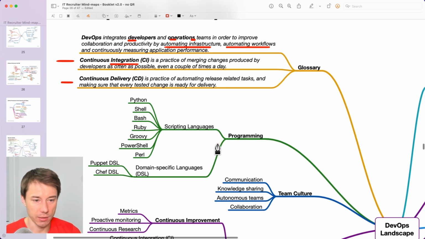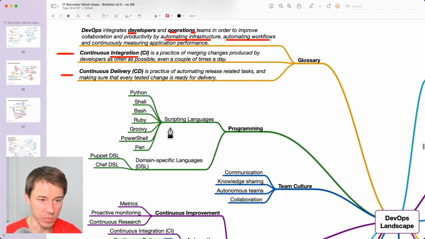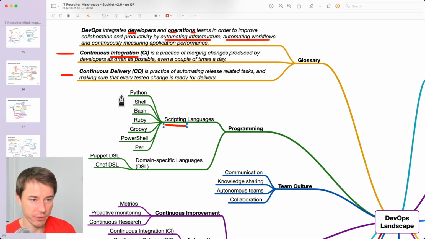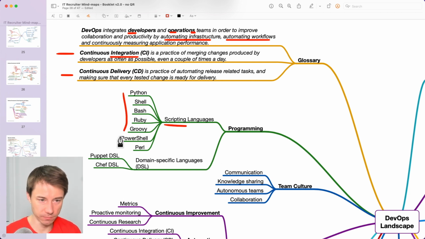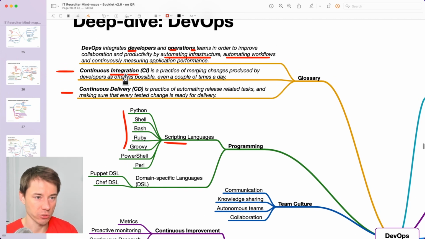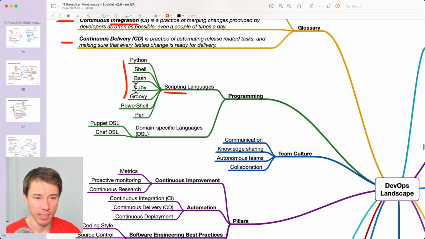There are some programming languages involved, some scripting languages used for the automation part of DevOps. It could be Python, it could be Shell, Bash, Ruby, PowerShell. These languages are used to automate the tasks. As I mentioned, it's either merging of the code base or it is delivery to production.